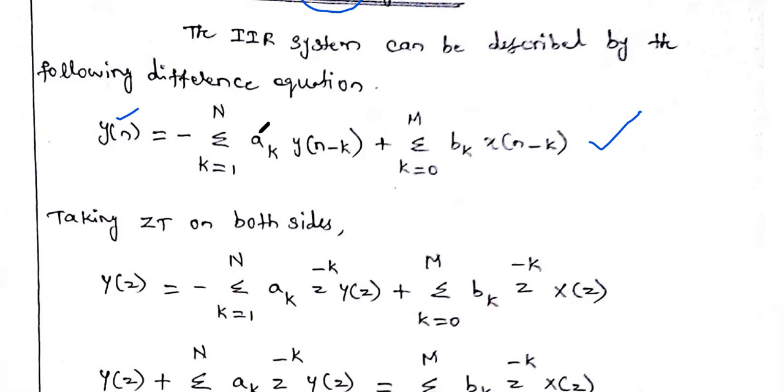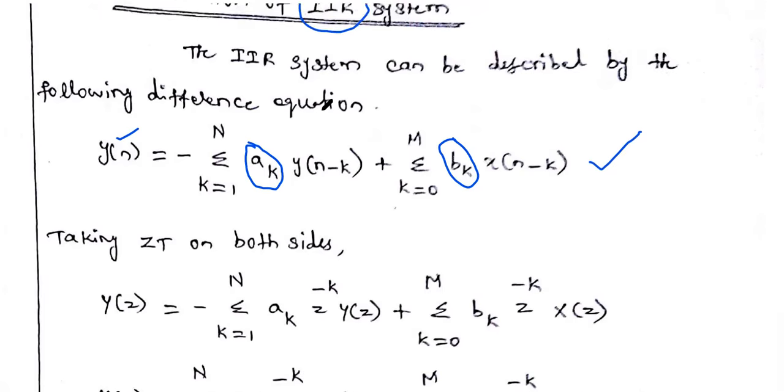You see here there are two constants, a k and b k. What are a k and b k? These are the IIR filter coefficients. Where k equal to 1 to N, there are the coefficients a1, a2 up to N number of a coefficients. Similarly, k equal to 0 to M, b k, so M plus 1 number of b coefficients are also there. The a k and b k are said to be the filter coefficients. This is the time domain equation.